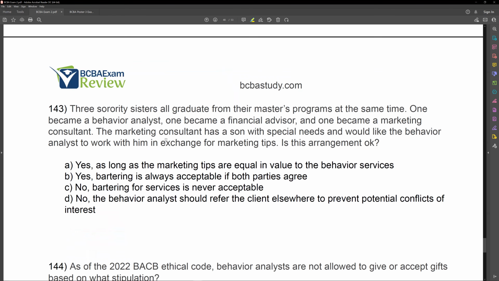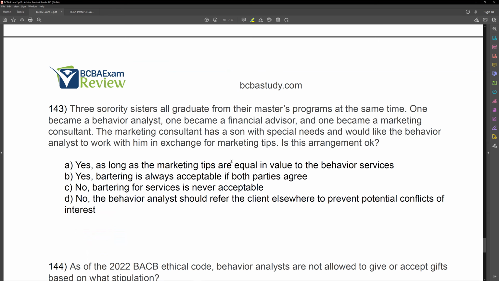143, 3 sorority sisters all graduate from their master's program at the same time. One became a behavior analyst, one became a financial advisor, and one became a marketing consultant. The marketing consultant has a son with special needs and would like the behavior analyst to work with him in exchange for marketing tips. Is this arrangement okay?